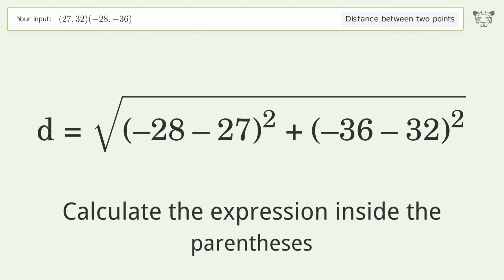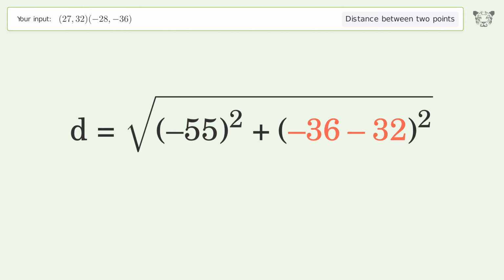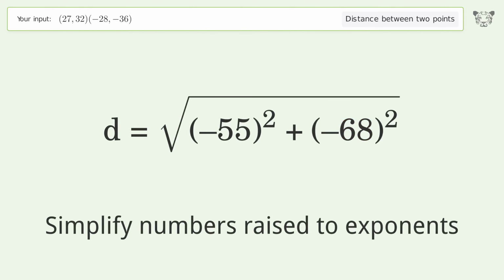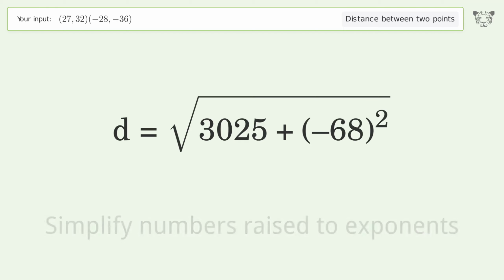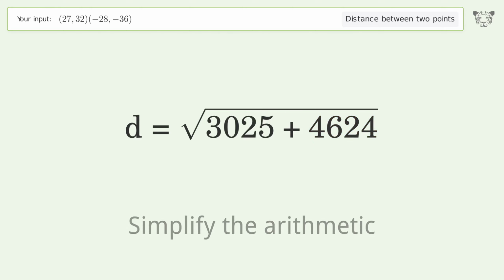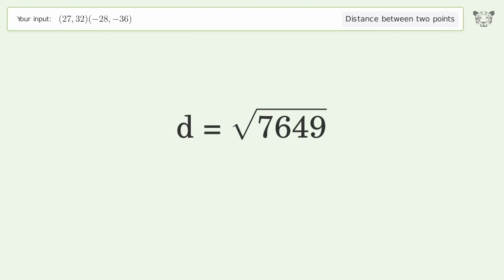Calculate the expression inside the parentheses. Simplify numbers raised to exponents. Simplify the arithmetic. And so the distance between the 2 points is the square root of 7,649, or 87.459.